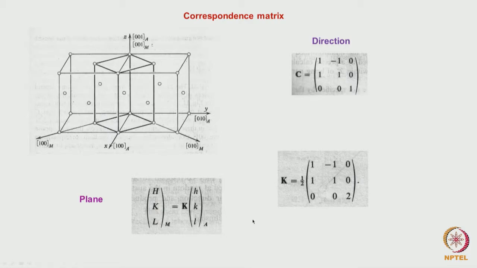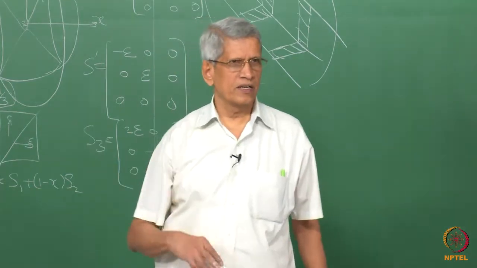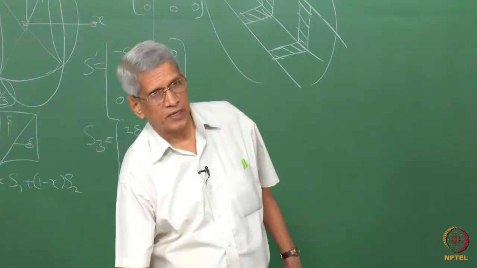This we have already considered. This is the correspondence matrix which one has to draw to go from HKL of one structure to another structure. These lattice correspondence matrices we have considered when we talked about coordinate transformation.